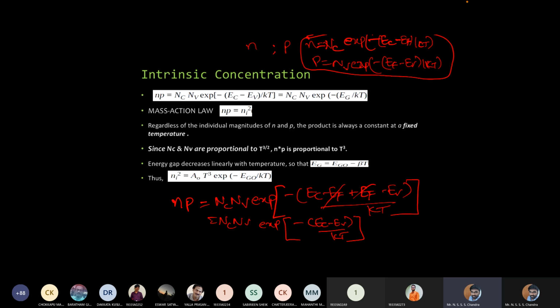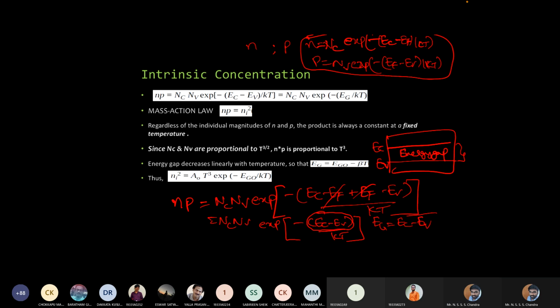This difference Ec minus Ev is in the energy band diagram. This is your Ec, this is your Ev. This gap is nothing but Ec minus Ev, and it is known as the energy gap. We represent the energy gap by Eg, so Eg is equal to Ec minus Ev. So n into p equals Nc into Nv into exponential of minus Eg by kT, where Eg equals Ec minus Ev.